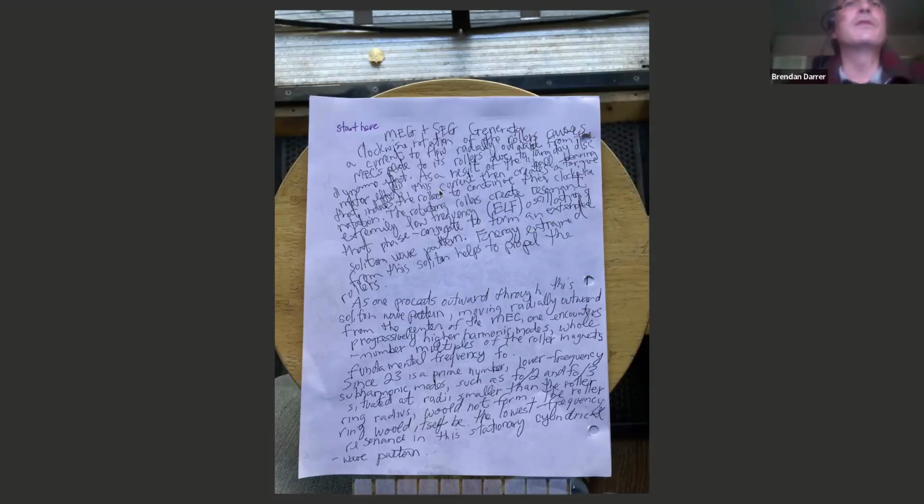Okay, so I'll just continue reading now. So MEG and SEG. SEG is the Searle effect generator. MEG, Eddie, what's MEG? Magnetic effect generator, I think. So MEG is the magnetic effect generator.